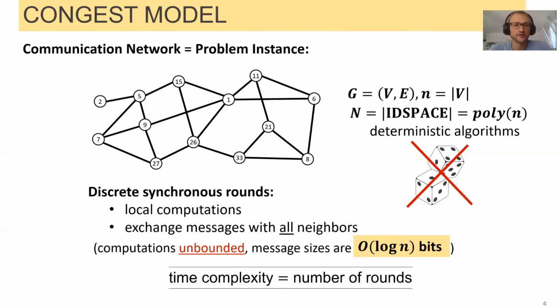This won't be the model of this paper, but we use it for reference. Another model in this area is the CONGEST model, which is the same, but here the message sizes are smaller, of size order log n bits.